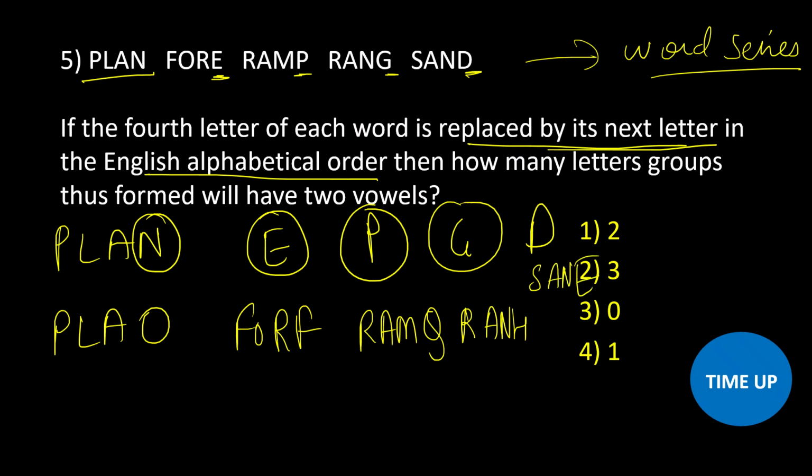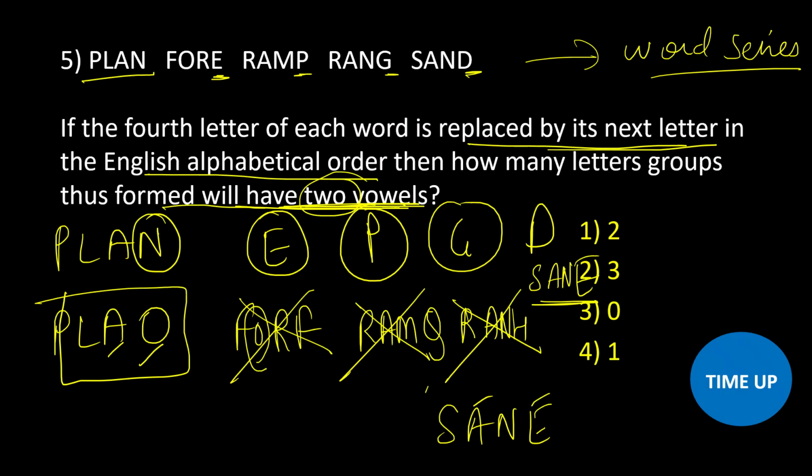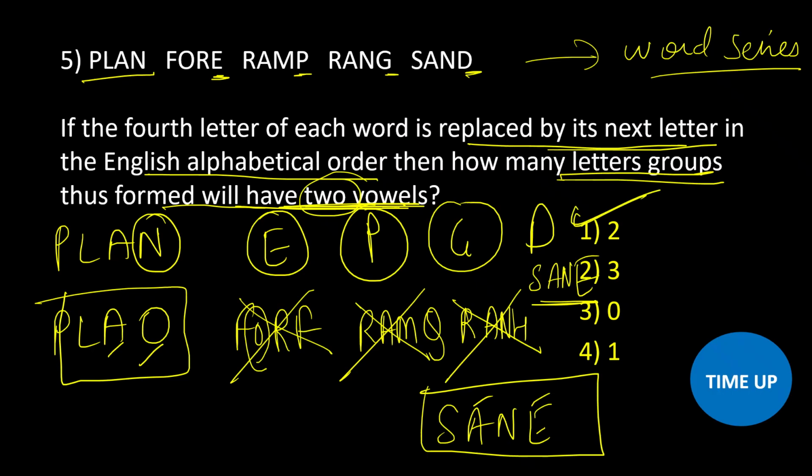E will come, making SANE. So if you see, we want two vowels in each word. This is one vowel, this is one vowel. Here we have only one vowel, here only one vowel, here also one vowel. Here, SANE, again we have two vowels. So how many such letter groups are there which have two vowels? Two of them. So the first option is the correct answer. 2 is the correct answer.